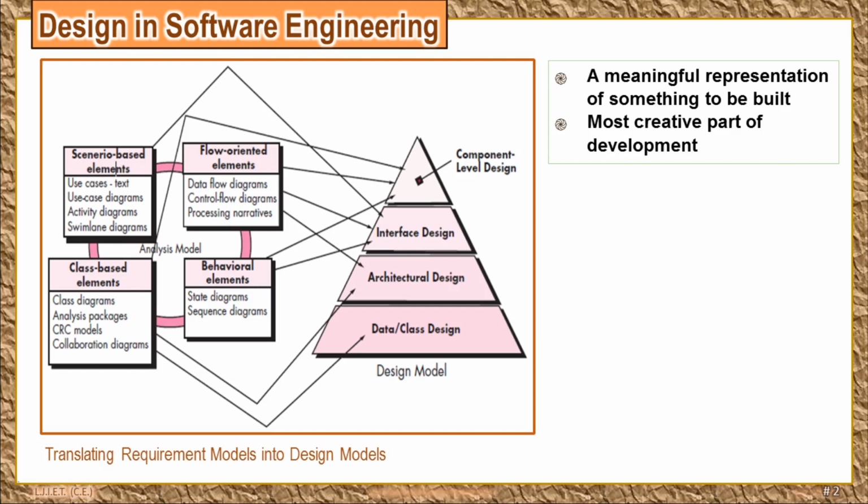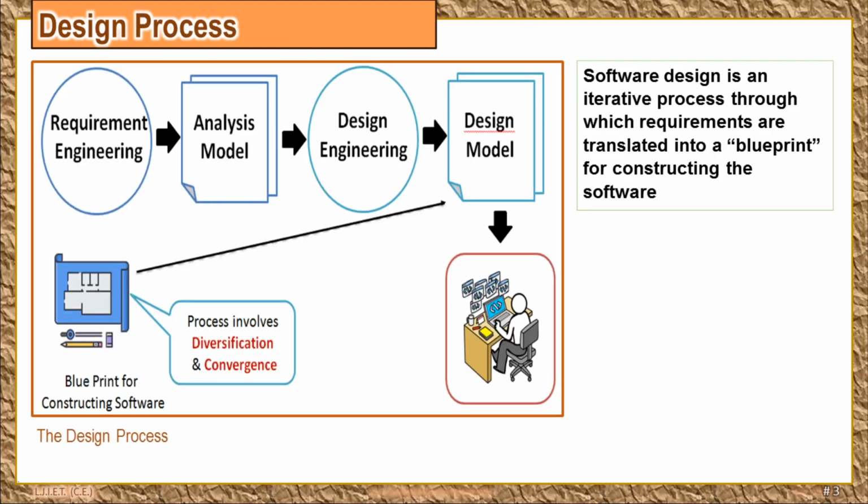The last, you can see, is the component-level design, which transforms the structural elements of the software architecture into a procedural description of software components. The information obtained from the class-based models, flow-based models, and behavioral models serves as the basis for the component design. With this, we shall now move on to the design process.